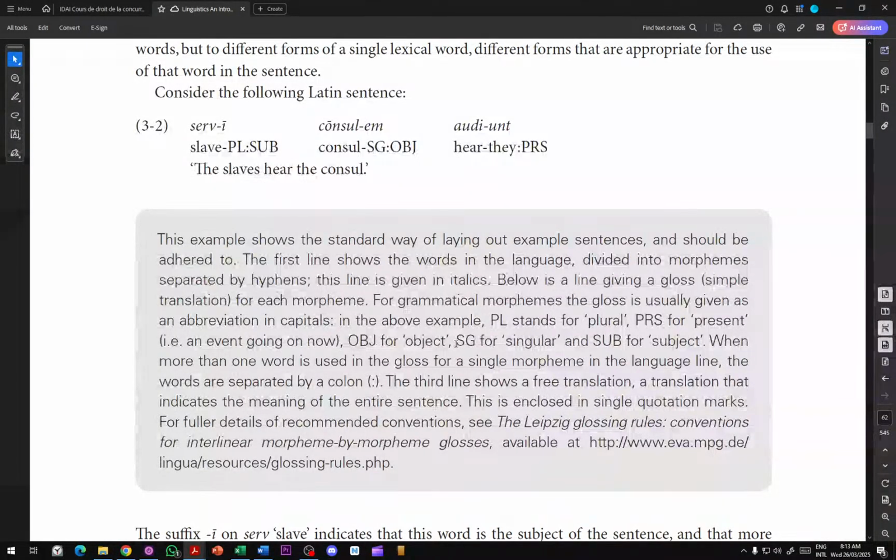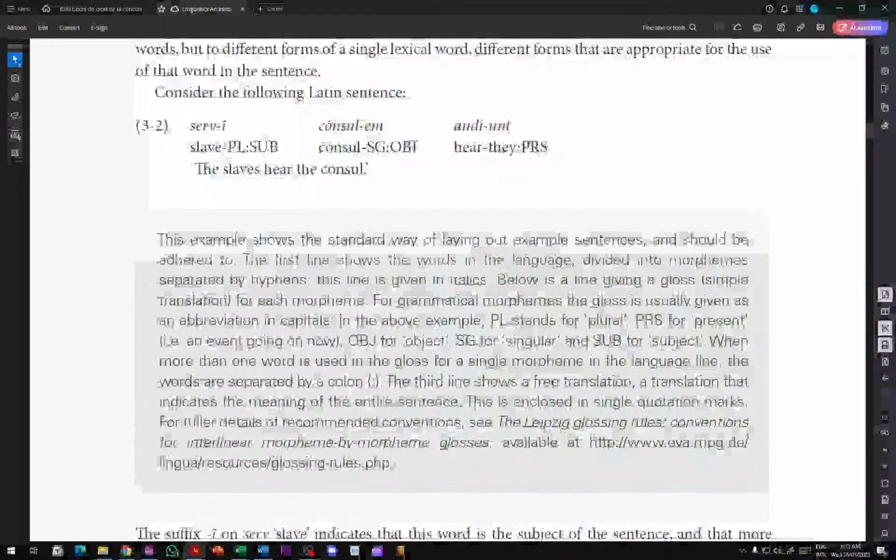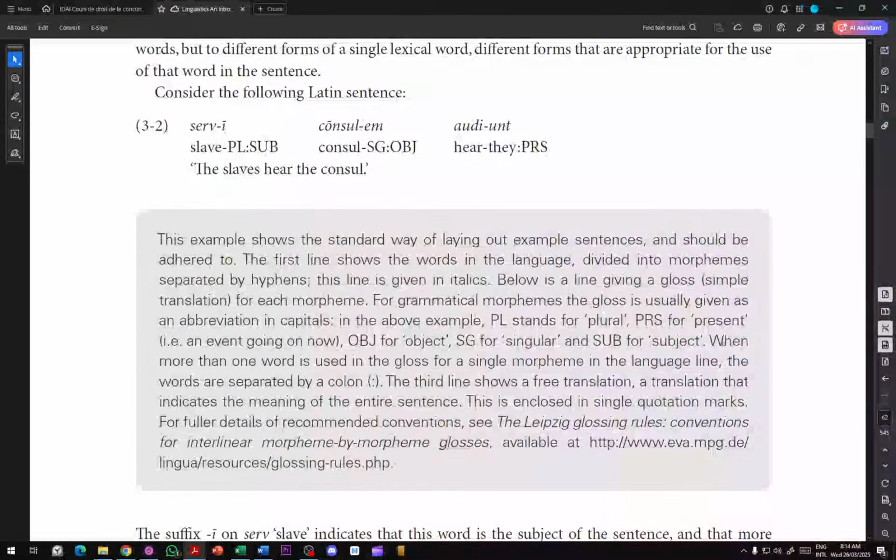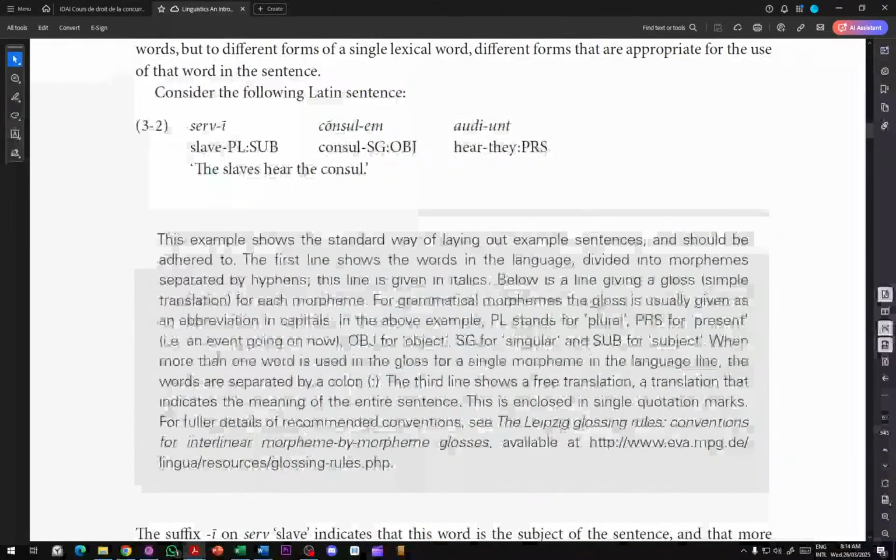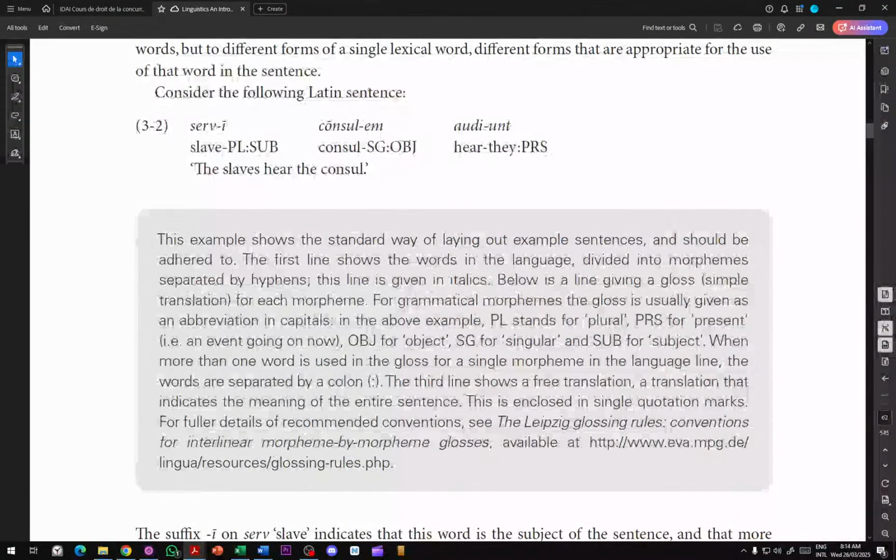OBJ for object, SG for singular, and SUB for subject. When more than one word is used in the gloss for a single morpheme in the language line, the words are separated by a colon.